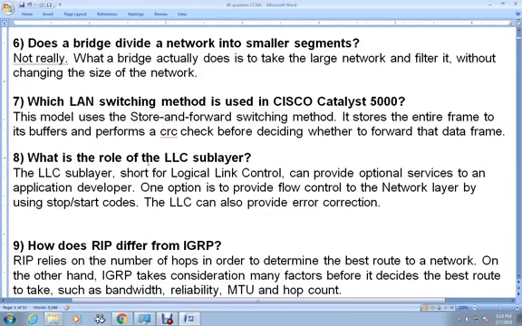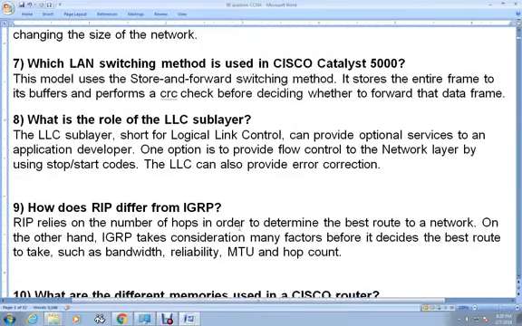Guys, next question: what is the role of the LLC sublayer? It is part of the data link layer. The LLC sublayer, short for logical link control, can provide optional services to an application developer. One option is to provide flow control to the network layer by using stop and start codes. The LLC can also provide error correction. So the main function of this is error correction.